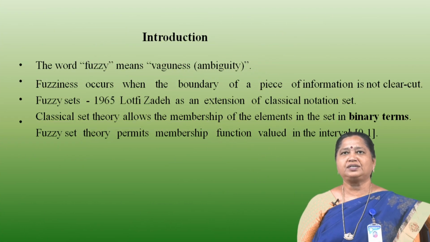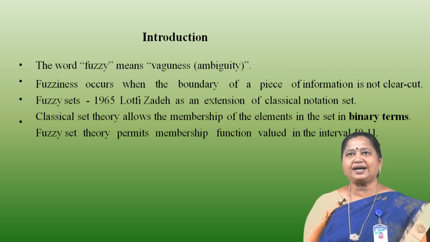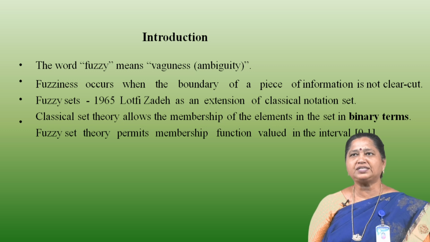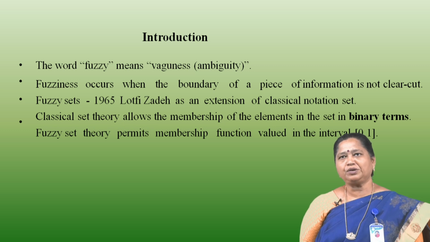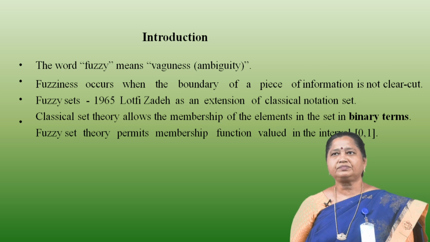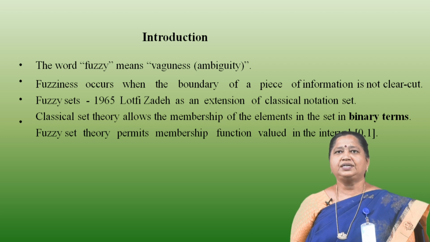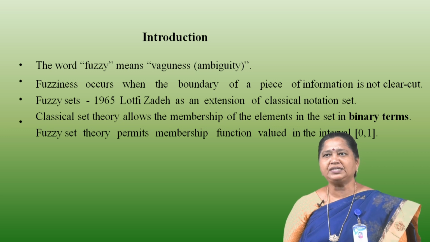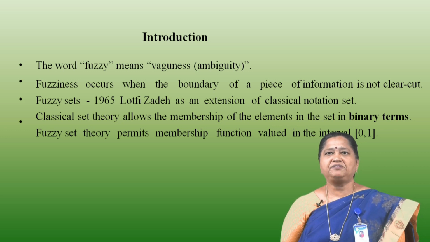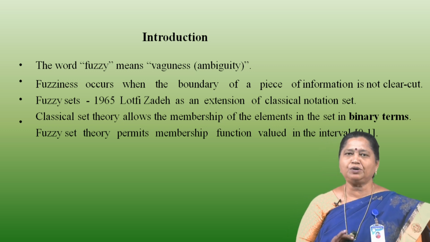Next, what is fuzzy? The word fuzzy means vagueness. Fuzziness occurs when the boundary of the piece of information is not clear-cut. Fuzzy set, which was introduced by Lotfi Zadeh in 1965, is the extension of the classical notion of set. The classical set theory allows the membership of the elements in the set in binary terms. Fuzzy set theory permits membership function values in the interval 0 and 1.